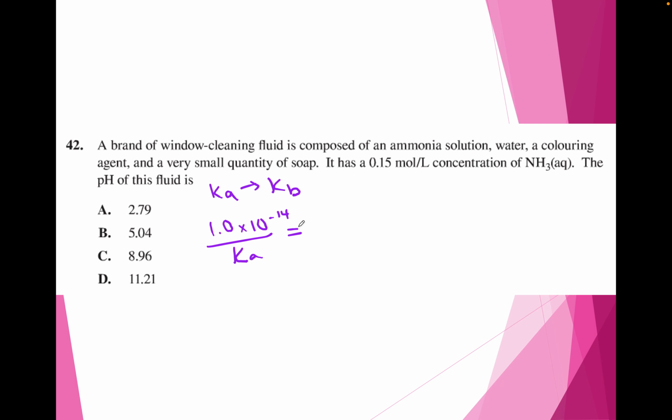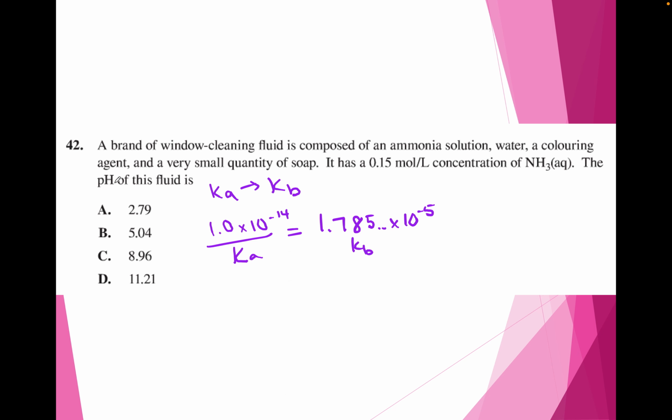So let's do that first. 1.0 times 10 to the negative 14, and then we're going to divide it by 5.6 times 10 to the negative 10. So don't round too early. This is going to be 1.785, and this number keeps going, times 10 to the negative 5. So that's your Kb value.